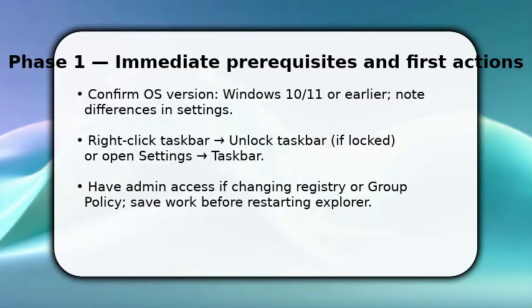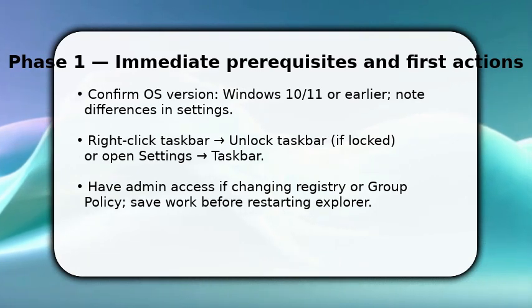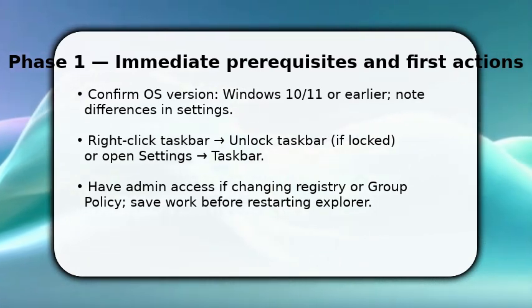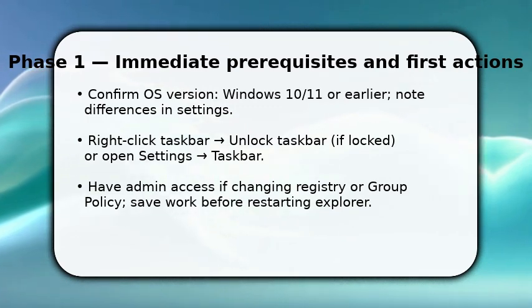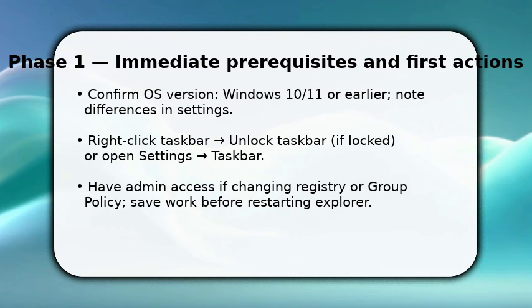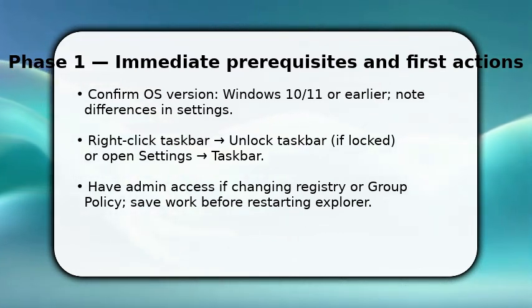You start by confirming your Windows version, because Windows 11 moves alignment to settings while older builds allow dragging. Right-click the taskbar, and if you see Lock the taskbar checked, uncheck it. Once done, open Settings > Personalization > Taskbar so you can change behavior.